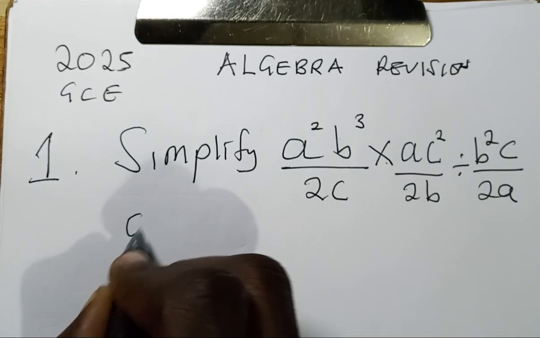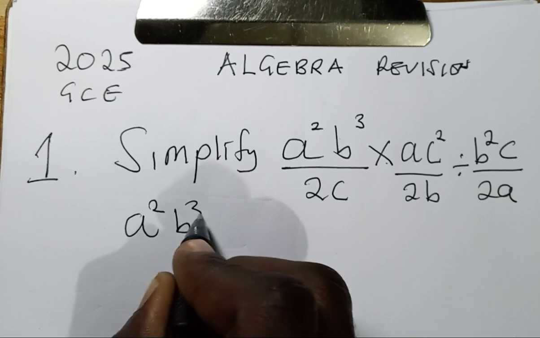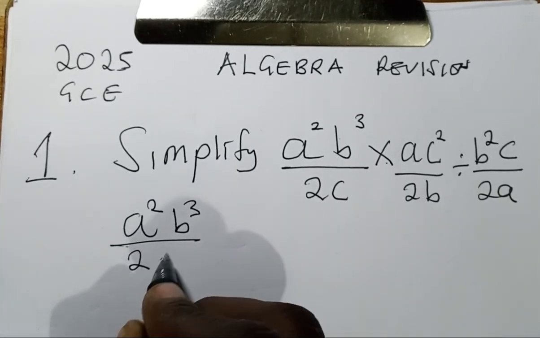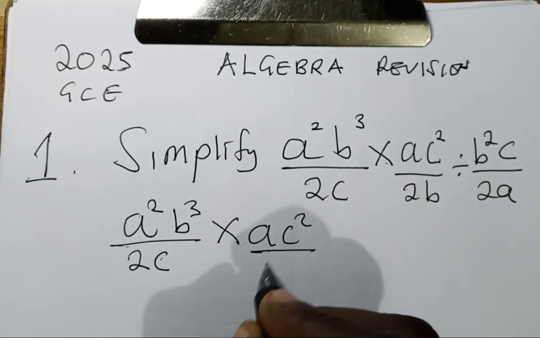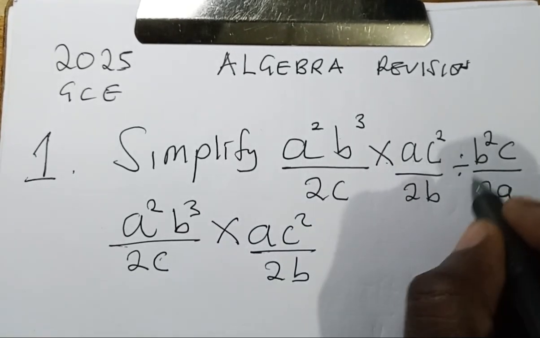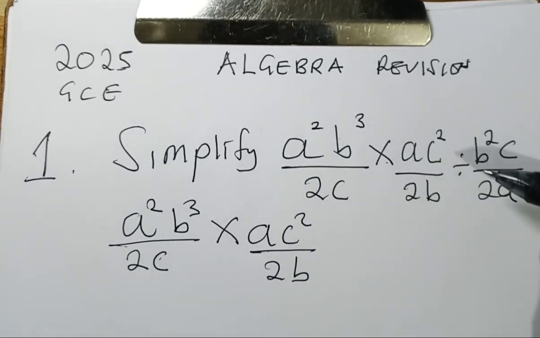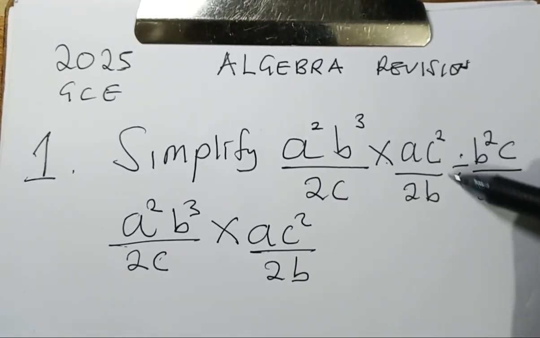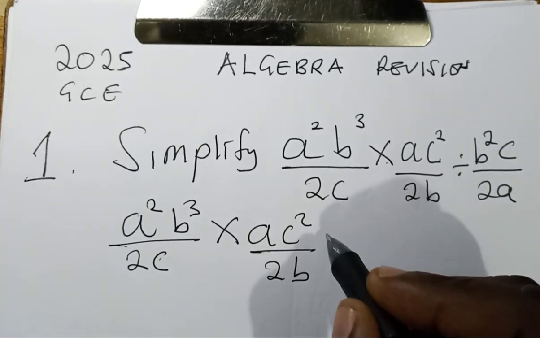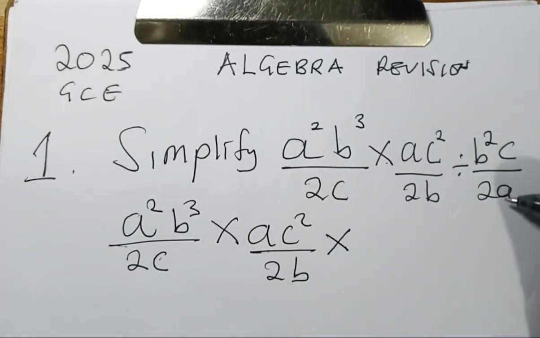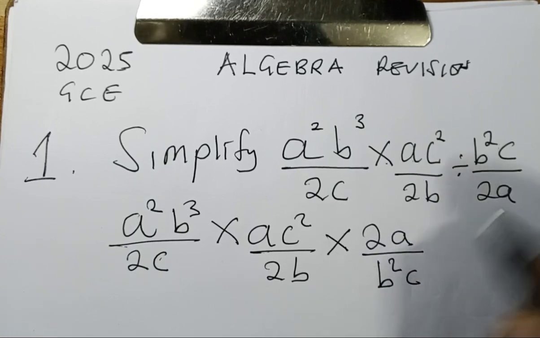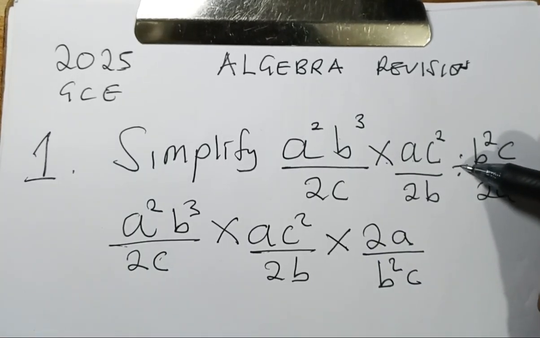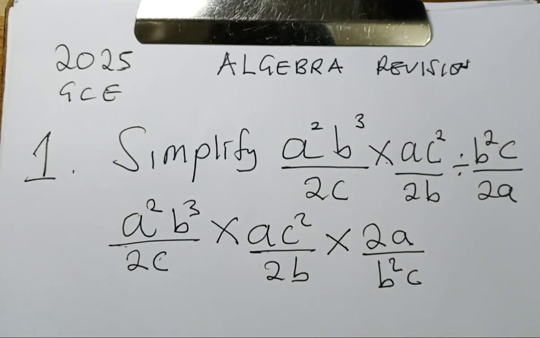So we're going to write this one: a power 2, b power 3 over 2c, multiplied by a, c power 2 over 2b. Then if there's a division sign, remember, we're going to use the same law of fractions: when there is a division sign, we change it to a multiplication sign, and the two fractions, the numerator and the denominator, will flip, interchange. So you're going to have 2a over b power 2, c. You change the division sign to multiplication and you interchange. That's what happens when you're dealing with division.